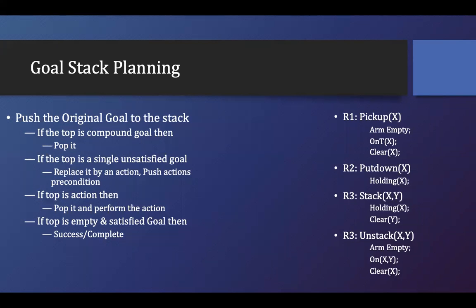So we are given an initial state and the final state. What is our task? Our task is to find out the sequence of actions by which we can reach the goal node, or the goal state. And to do that, we use a stack. We know this type of data structure called a stack.